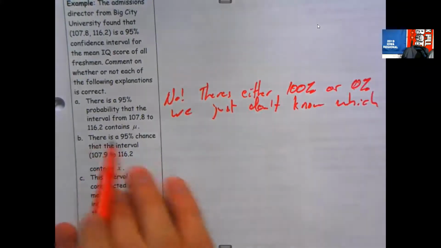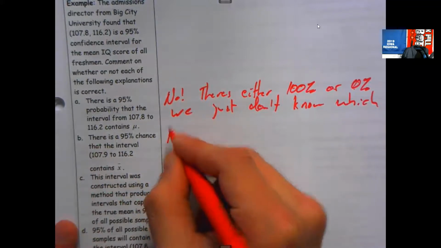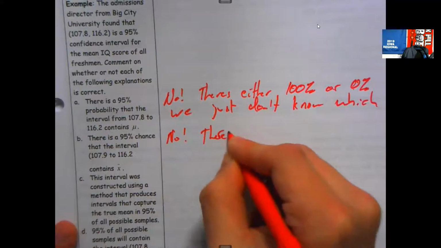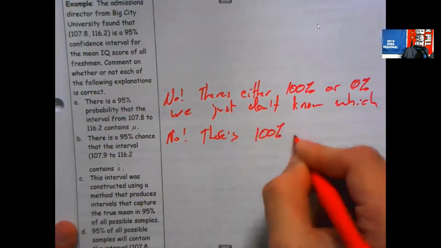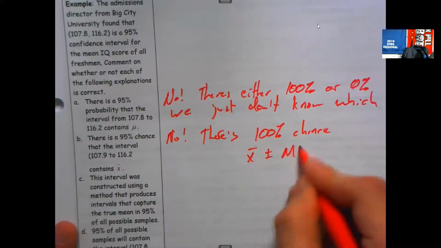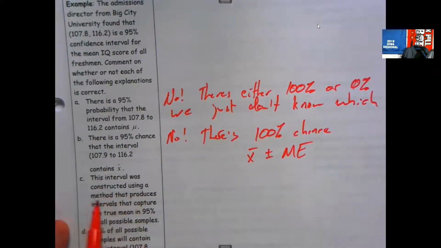There's a 95% chance that the interval contains X bar. No. There's a 100% chance because X bar is right in the middle of the interval. It's right there in the middle. It's got to be in there. C, this interval was constructed using a method that produces intervals that capture the true mean in 95% of all samples. That is absolutely true.